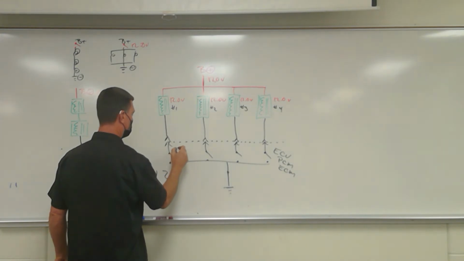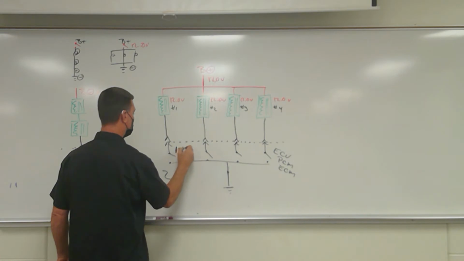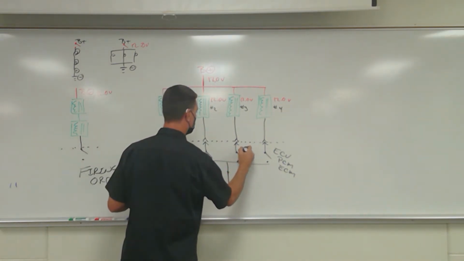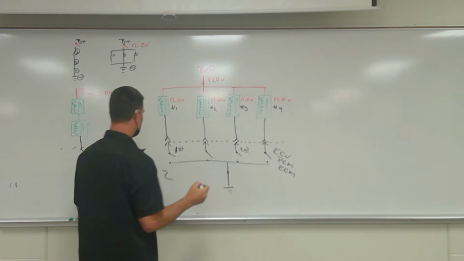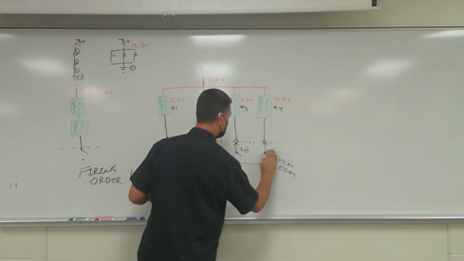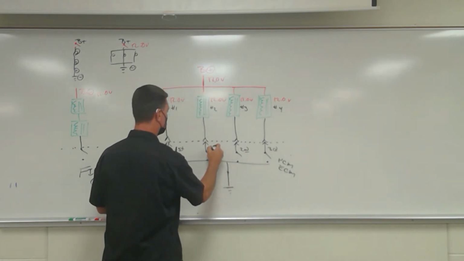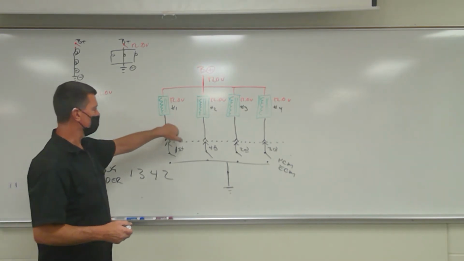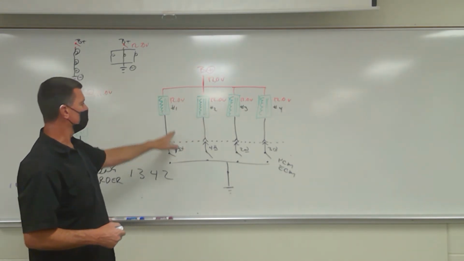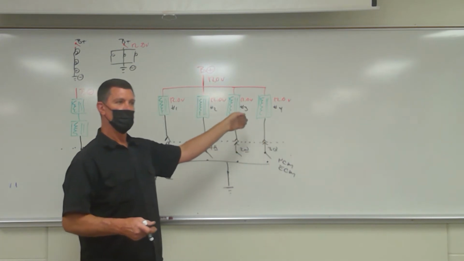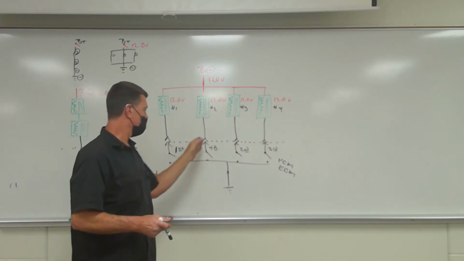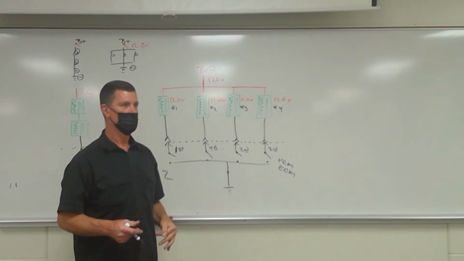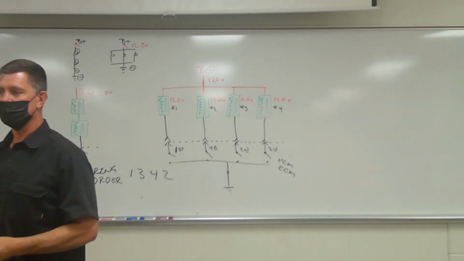Then this switch will close and open first. This one will close and open second. This one will close and open third. And then this one will close and open fourth. That way, each one of these injectors is cycling in time with the cylinder event that's occurring. Okay, this is what's known as sequential fuel injection.